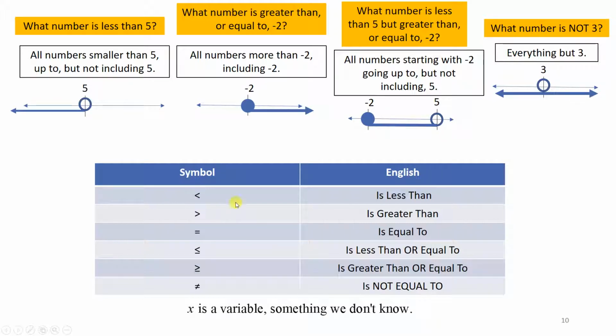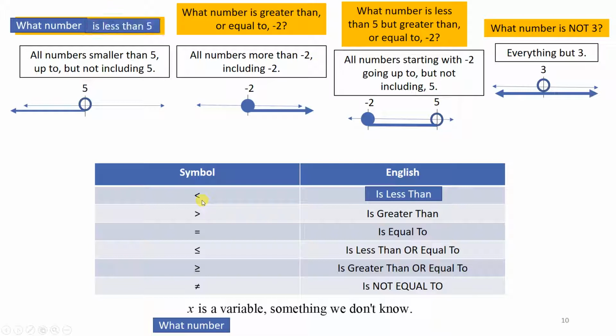Now we're going to say x is our variable. That means it's something we don't know, right? So let's go ahead and try to write this first one. Instead of x, we're going to say "what number," right? So x is less than 5 means what number is less than 5? X is less than 5. That's how we would write it.